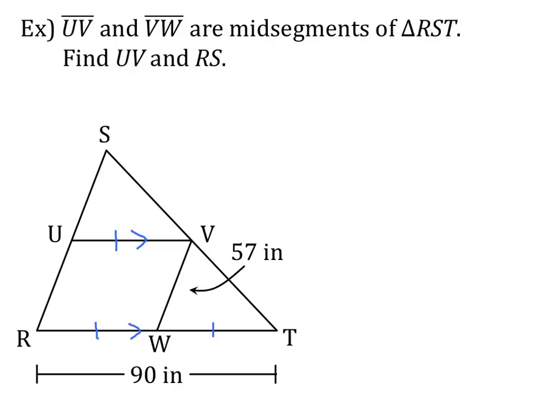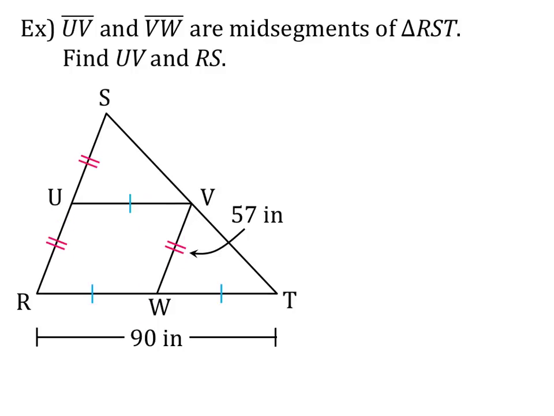Also, VW is a midsegment, so that means that VW is parallel to RS, and that VW is congruent to RU and congruent to US, because again, U is the midpoint. So all three of those are congruent to each other. Now that we know what pieces are congruent to what, we can start figuring out UV and RS.